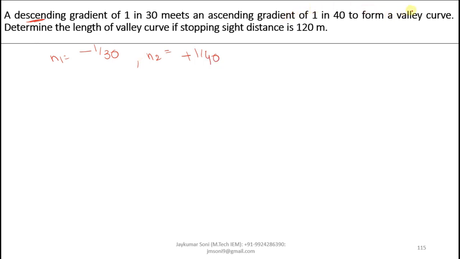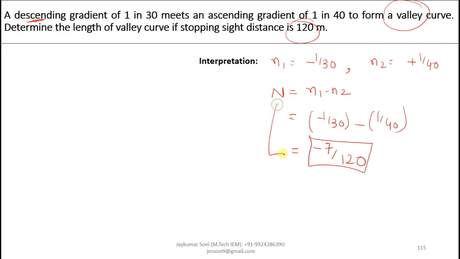You need to form a valley curve, not a summit curve, but a valley curve. And the stopping sight distance given over here is 120 meter. So we will consider both the criteria, but before that we will try to interpret and understand the statement. So here the descending gradient, which is n1, is minus 1 by 30, and n2, which is the ascending gradient, is 1 by 40.